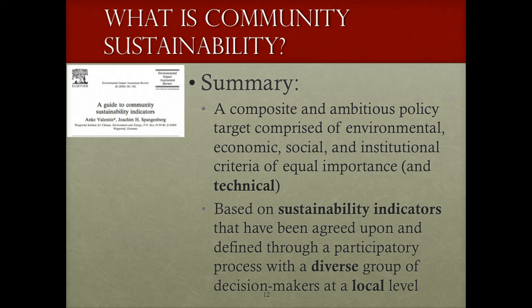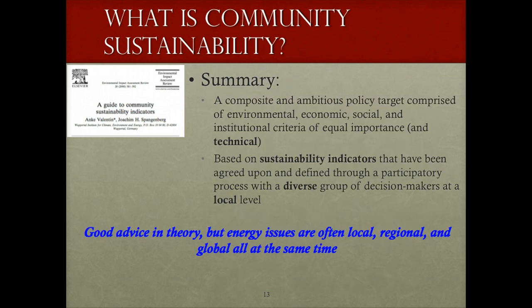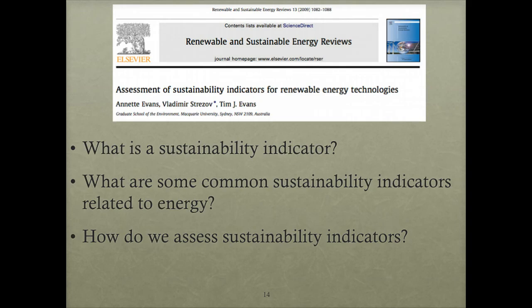But how do we define local here? When we include greenhouse gas emissions as an indicator, the local community becomes the global community, and it becomes very difficult to manage the values and opinions of a community as large and diverse as the world. So, while this article provides some interesting and well-designed ideas of how to design sustainability indicators in an optimum setting, it may be a challenge to implement in the case of energy issues, which are often local, regional, and global all at the same time.